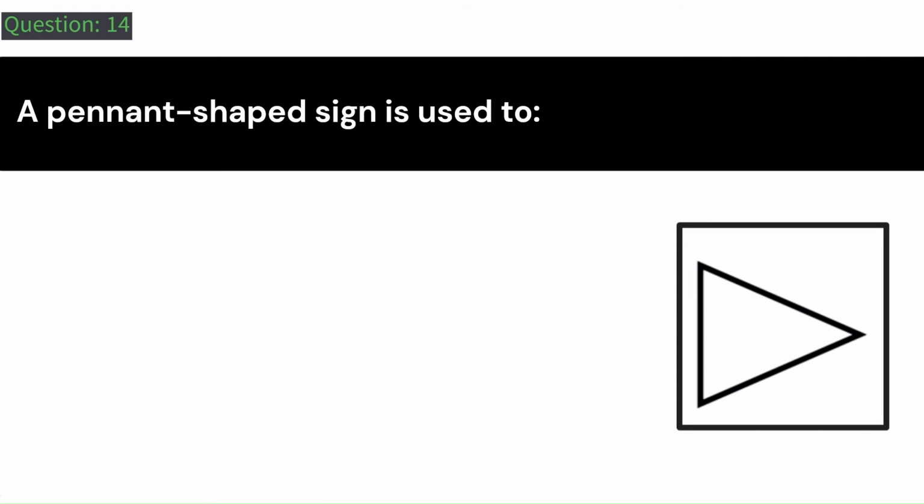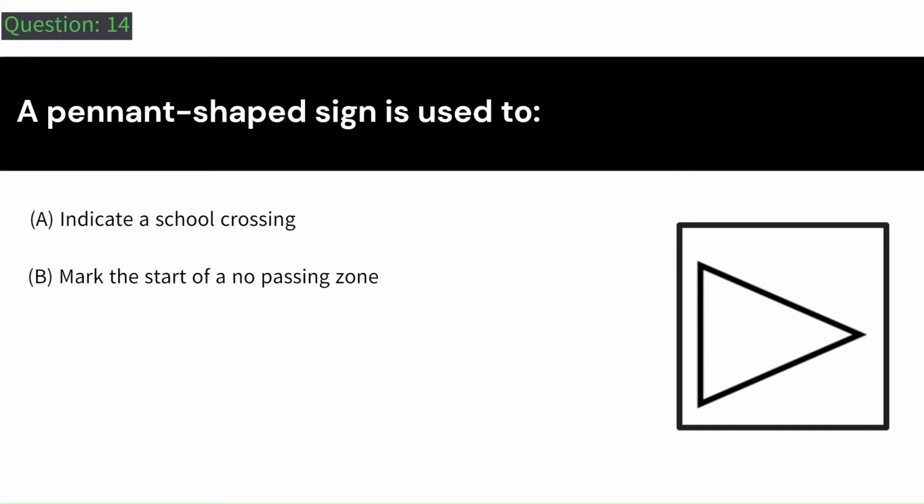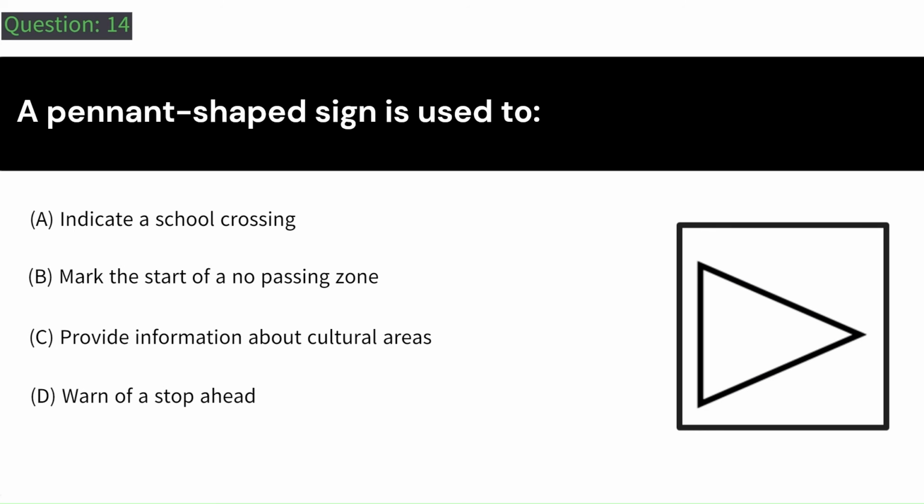A pennant-shaped sign is used to: A. Indicate a school crossing. B. Mark the start of a no-passing zone. C. Provide information about cultural areas. D. Warn of a stop ahead. Answer: B. Mark the start of a no-passing zone.